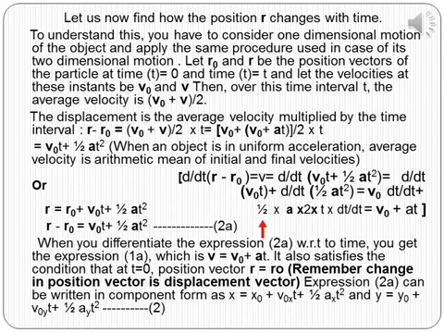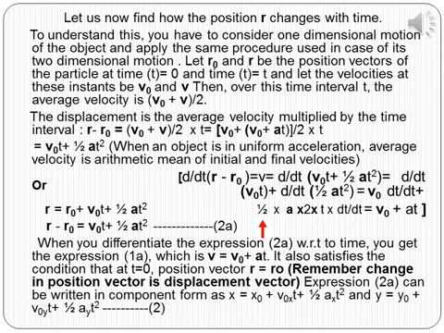You should remember that when an object is in uniform acceleration, its average velocity is the arithmetic mean of initial and final velocities. So, the expression becomes r is equal to r0 plus v0t plus half at square. Then r minus r0 is equal to v0t plus half at square, which is the expression 2a.